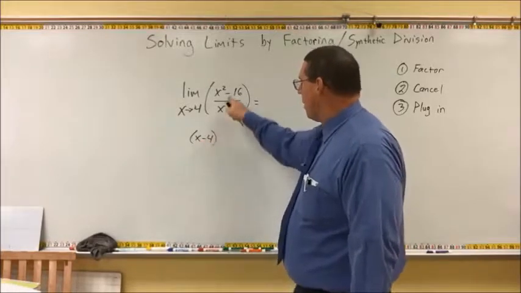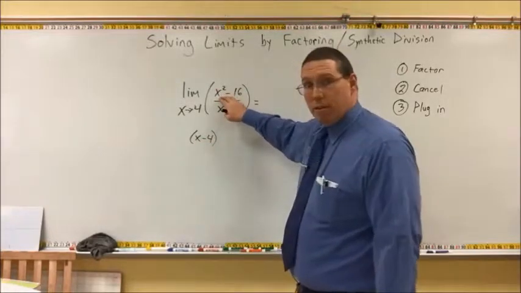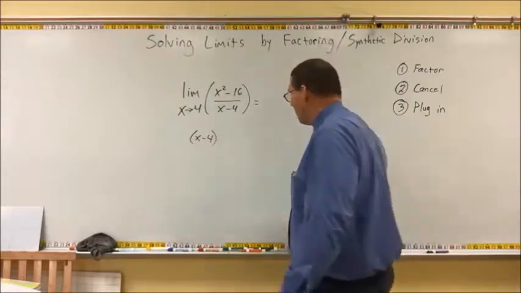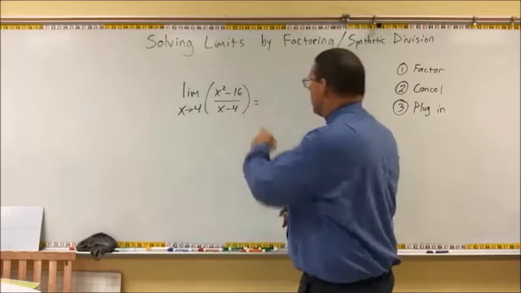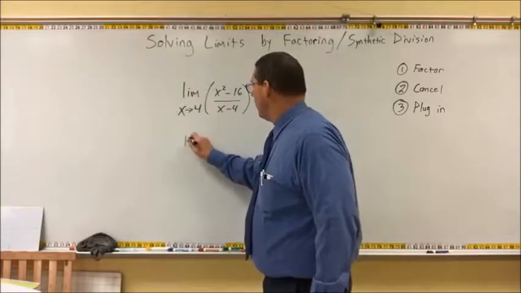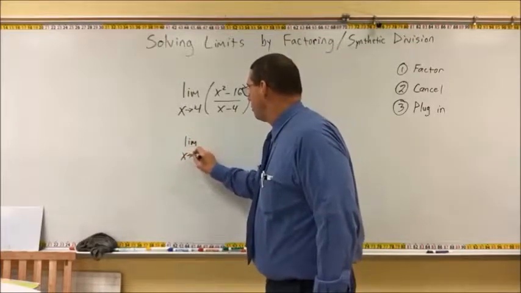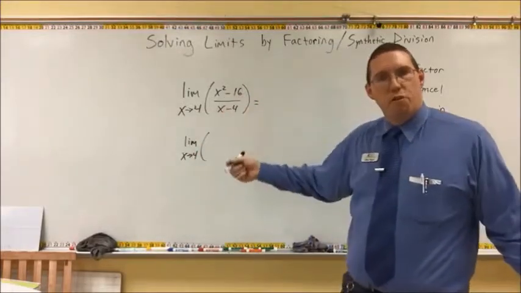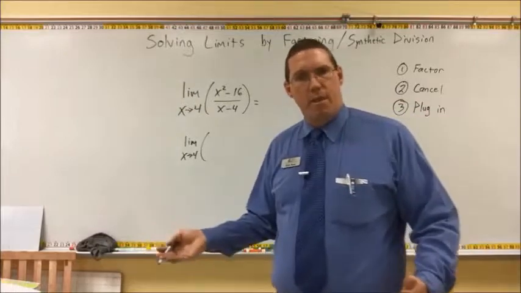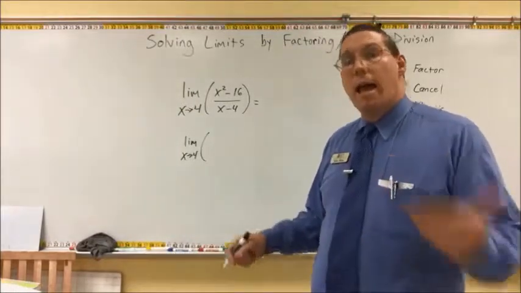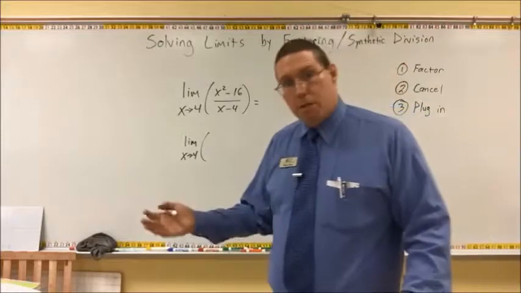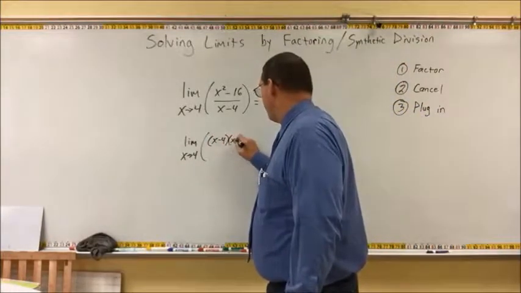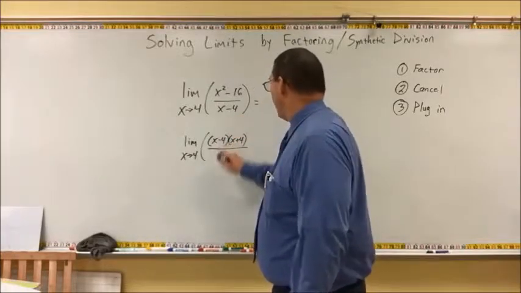So here's what we do. We know that there's an x minus 4 in here, so we're going to factor this x squared minus 16 and reveal the x minus 4. So this is now going to become the limit as x approaches 4 of. If we factor the numerator, this is a difference of squares. X squared minus 16 is the same thing as x minus 4 times x plus 4. So we'll write that down. X minus 4 times x plus 4 over x minus 4.